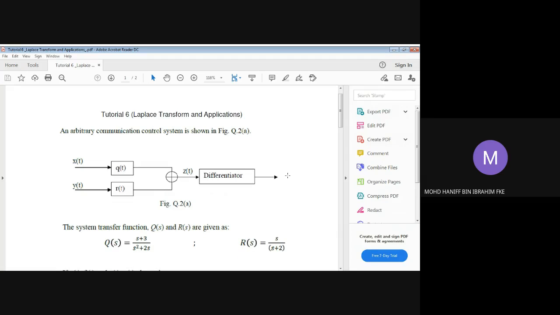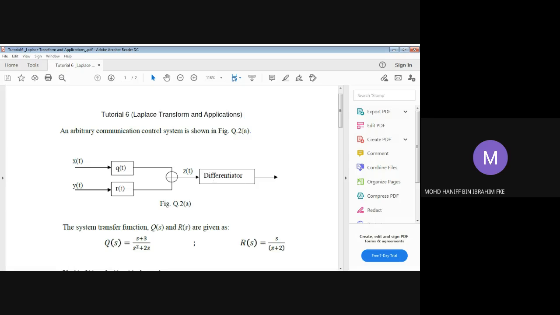We are given this system as shown in the figures, where we have this input of x(t) and the y(t) input, which subsequently becomes the input to the q(t) and r(t) system.